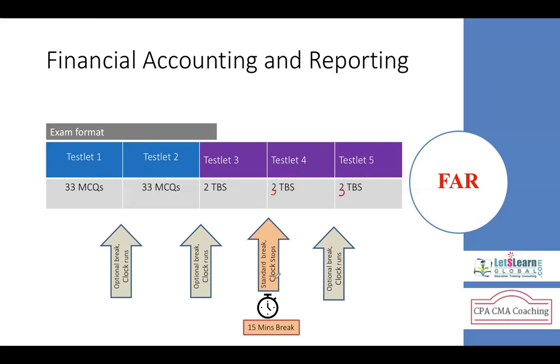Between 3 and 4, you can take a standard break, where the clock stops. So your 15 minutes break is given to you. You can utilize this break upon submitting testlet 3. Always try to take this break during CPA exams between testlet 3 and testlet 4. Testlet 4 has 3 TBS, task-based simulations, and testlet 5, 3 TBS. Overall, the simulations in these 3 testlets consist of 8 TBS.